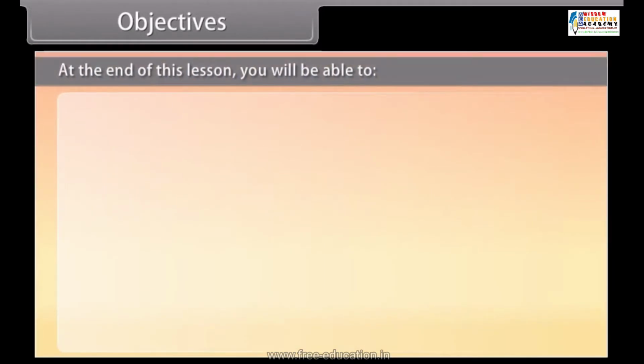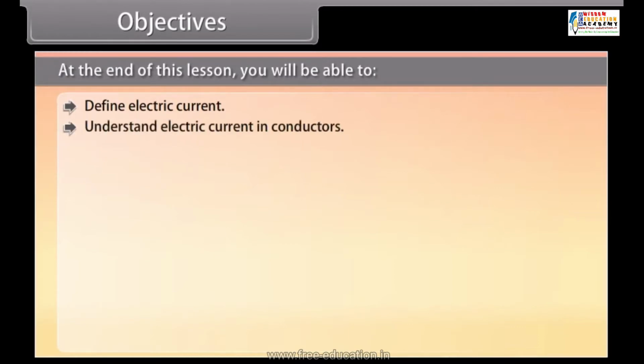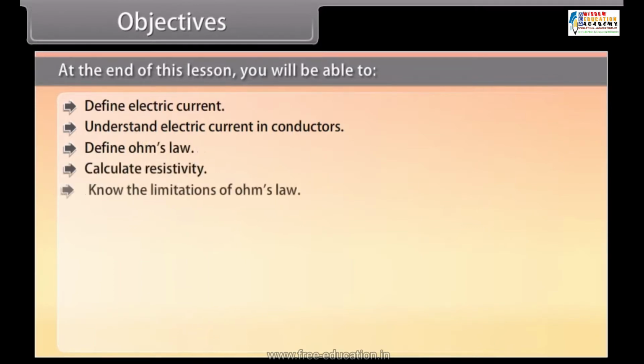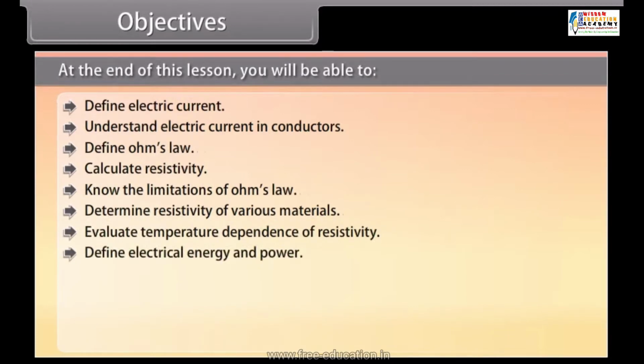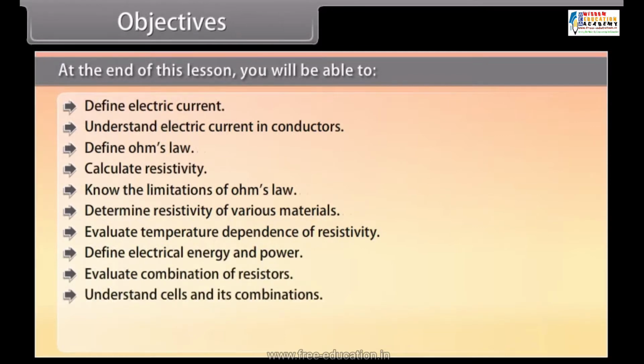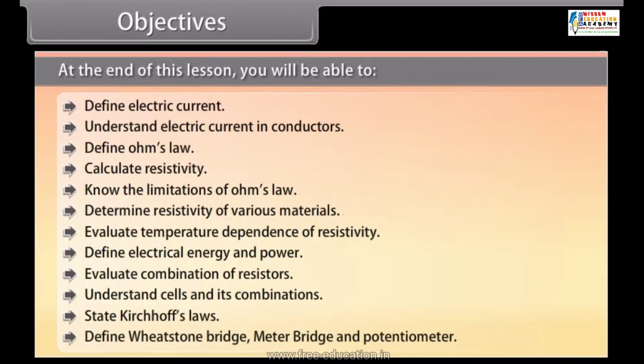Objectives. At the end of this lesson, you will be able to define electric current, understand electric current in conductors, define Ohm's law, calculate resistivity, know the limitations of Ohm's law, determine resistivity of various materials, evaluate temperature dependence of resistivity, define electrical energy and power, evaluate combination of resistors, understand cells and their combinations, state Kirchhoff's law, define Wheatstone bridge, meter bridge and potentiometer.